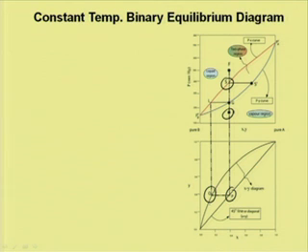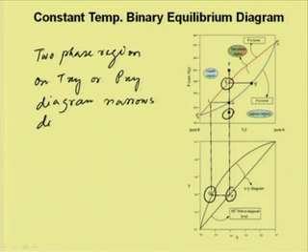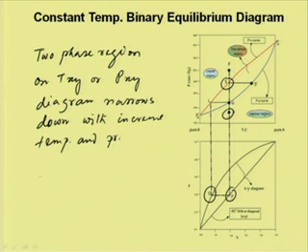This is the equilibrium composition on the xy diagram, and the two phase region on the Txy or Pxy diagram narrows down with increase in temperature and pressure, and disappears at the critical point.